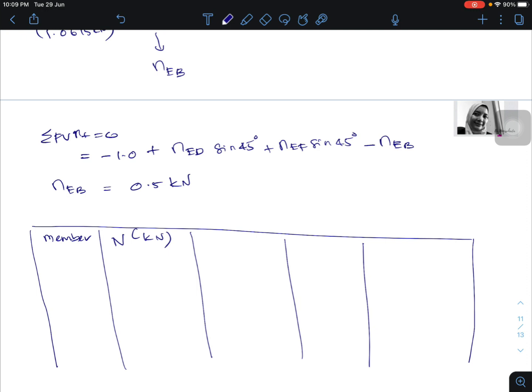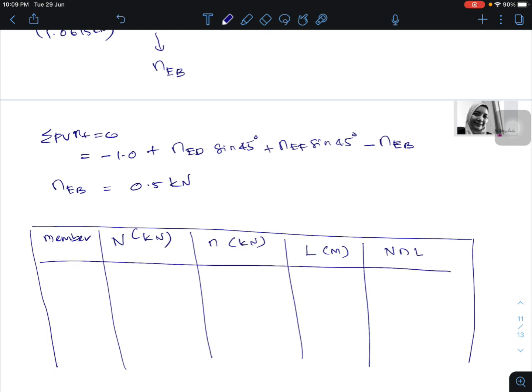Okay, the third column is small n, due to the virtual load. The fourth column is the length of each member. And finally, the summation of N times capital N times small n times L.